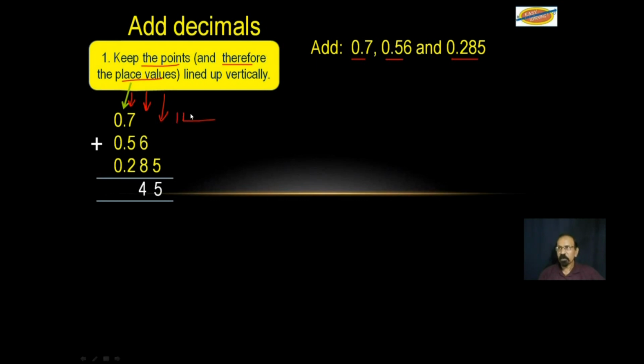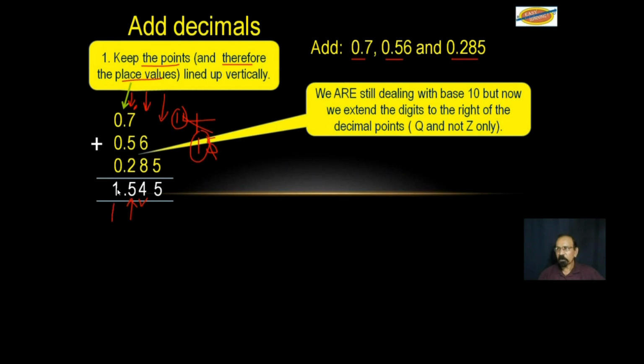So 8 and 6, 14. You cross out that 4 and put it here. And that 1 goes above in that column here. So 7, 1, 8, and 2, 10, 15. You take that 5 and put it under here. Remember to bring down the point, and then that 1 goes over here.